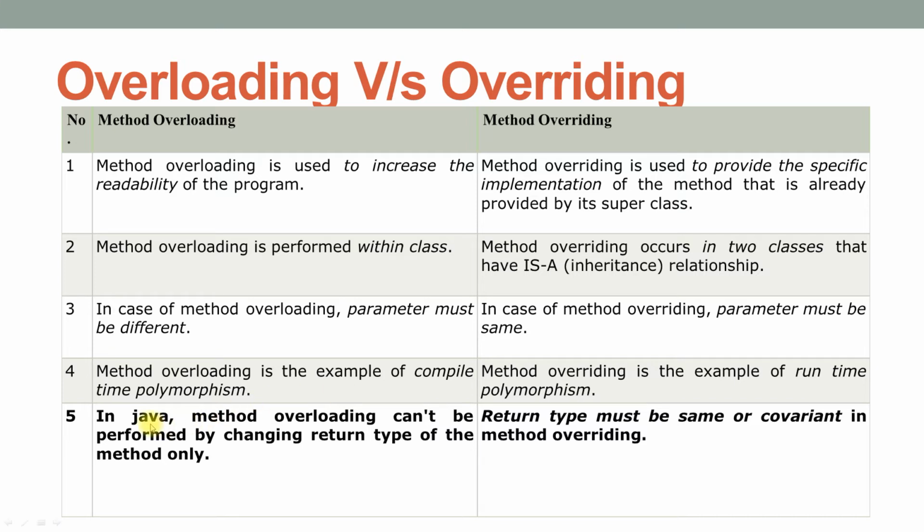In Java, method overloading cannot be performed by changing the return type of the method only. For method overloading, we need to change the parameters, the number of parameters, or the order of the parameters. Here the return type must be the same or covariant in method overloading. These are all about method overloading and overriding. So far we have discussed what method overriding is, the rules for method overloading, and the comparison between method overloading and overriding.